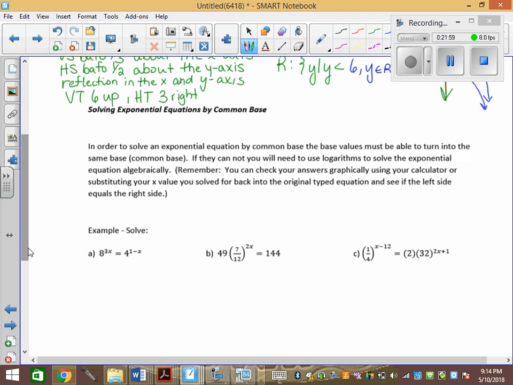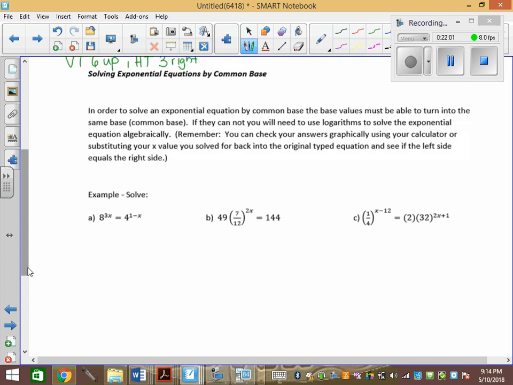Okay, so 8 and 4 I can make be base 2. So 2 to the 3 to the 3x equals 2 to the 2 to the 1 minus x, which I'm going to put in brackets so remember to distribute it. When you have one base and two exponents, you always multiply. So we're going to get 2 to the 9x equals 2 to the 2 minus 2x. Same base, we can set our exponents equal to each other then. Because if our base is equal, our exponents must equal.